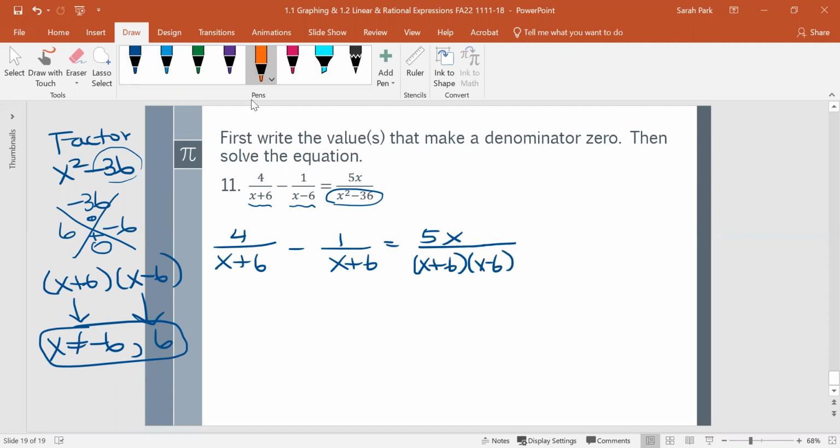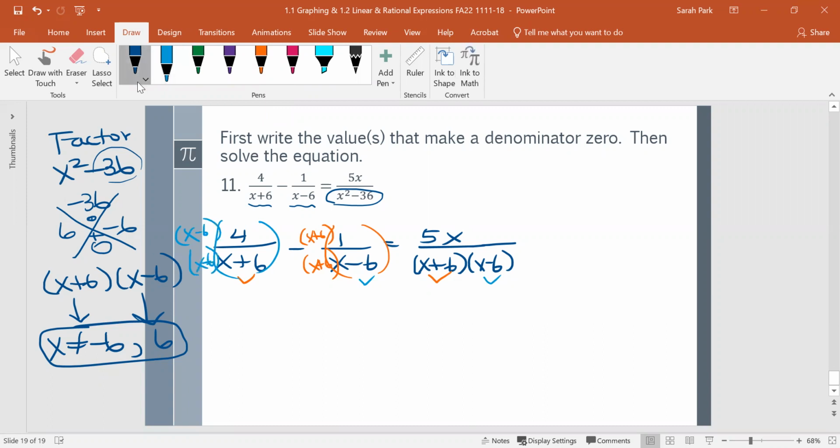Okay, so what do we have here? We have x plus 6, x plus 6. Oh, that should be x minus 6. Typo. Let me go back. So the middle fraction doesn't have x plus 6, but the first and third fractions do. So we're going to put the x plus 6 here and multiply that. And the second and third fractions have x minus 6, but the first doesn't, so we're going to make sure it has the x minus 6.